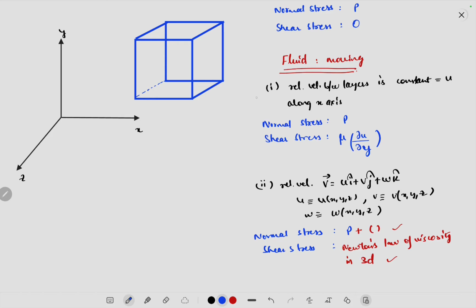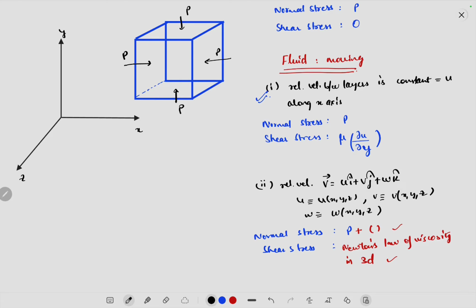So let's consider this case when the relative velocity between the layers was constant and directed along the x-axis. Then we said that the normal stress will be P. The direction of this normal stress was like this: pressure directed like this, and also on the other two faces like this and like this. So this is perpendicular to the faces.